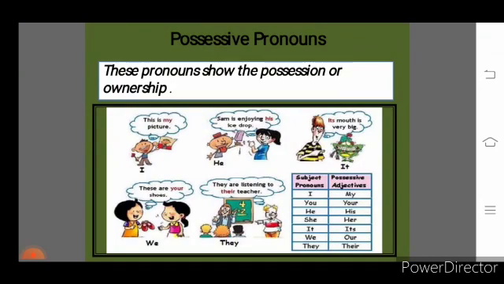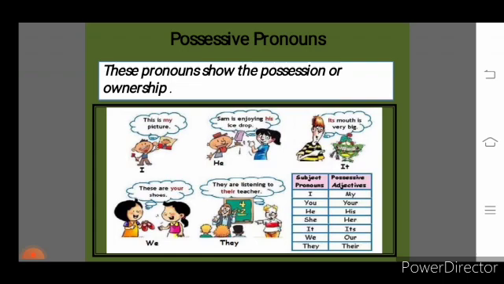Now moving to the next pronoun, that is possessive pronouns. The word possessive itself says possession, right? So these pronouns show possession or ownership. They tell us that the object or thing belongs to whom. Let's take some examples. This is my picture. So the picture belongs to whom? The picture belongs to me, right?